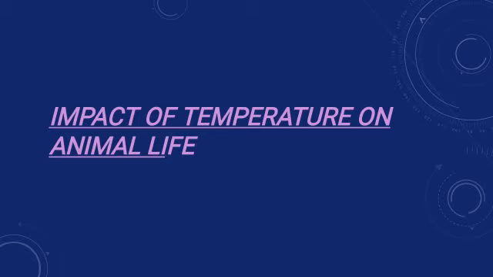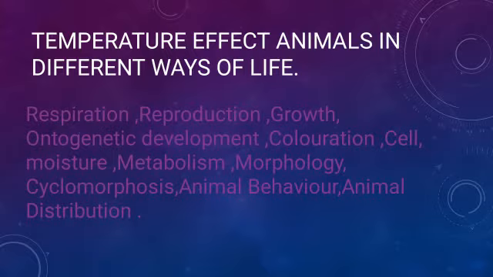Then impact of temperature on animal life. Temperature affects animals in different ways of life, like respiration, reproduction, growth, ontogenetic development, coloration, cell moisture, metabolism, morphology, cyclomorphosis, animal behavior, and animal distribution.